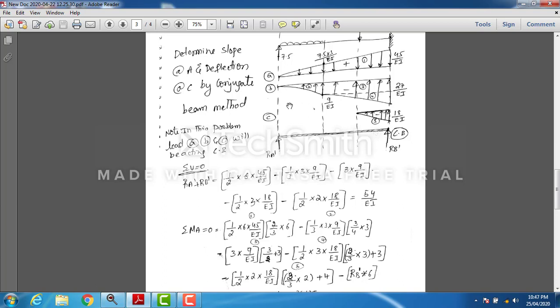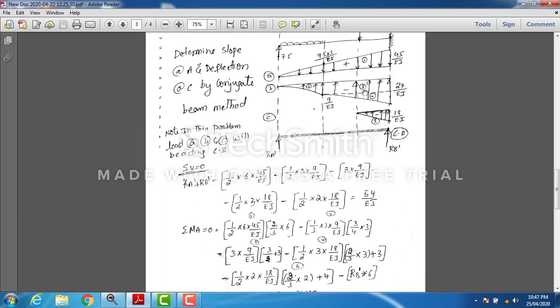Taking moment about A, first let me take this triangle. Half into base, which is 6, into height, 45 by EI. The moment of this area about A is 2/3 of 6. Next coming to area number 2, it's a cut portion of a parabola. So the area is half into 3 into 9 by EI. The moment of this area about A is 3/4 of L, that is 3/4 of 3.